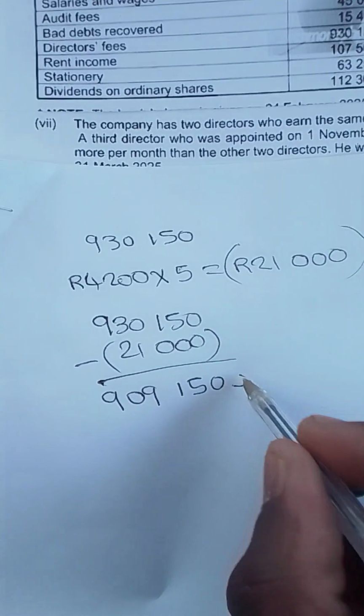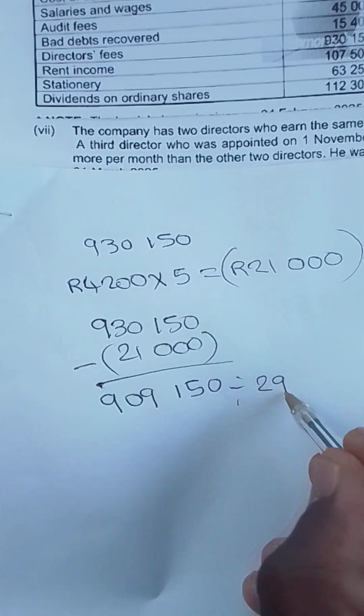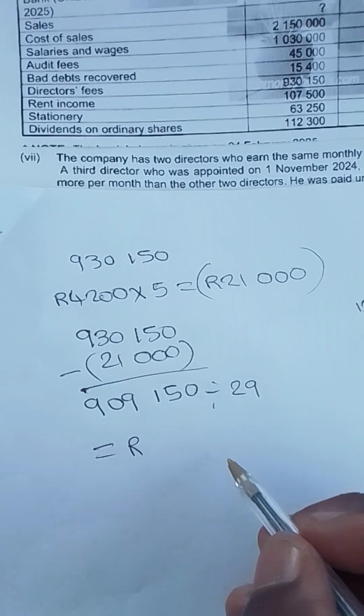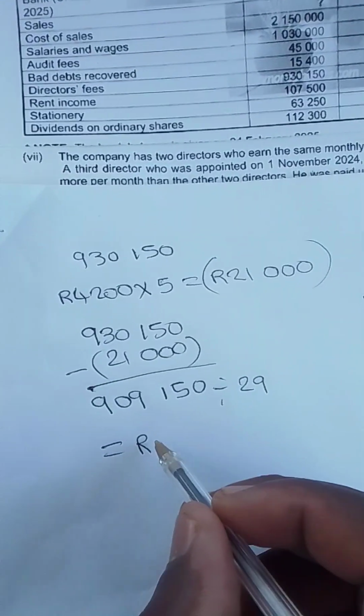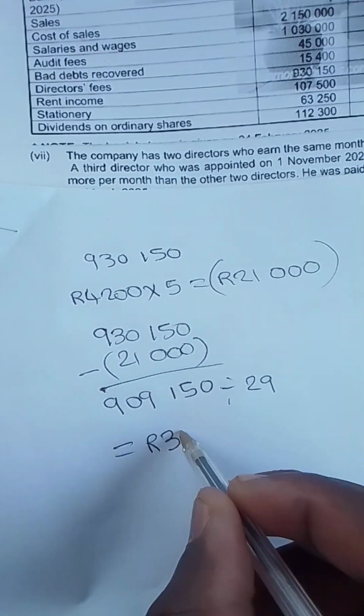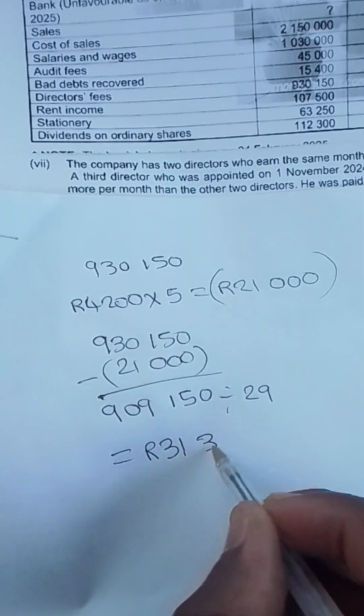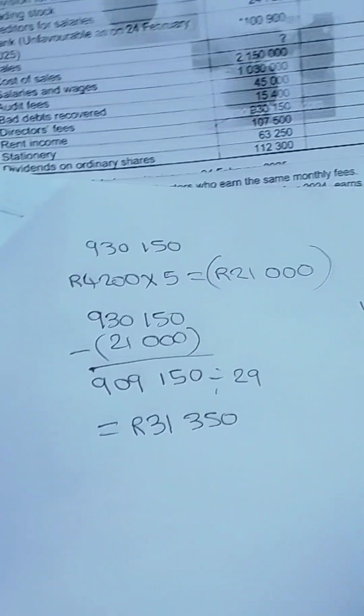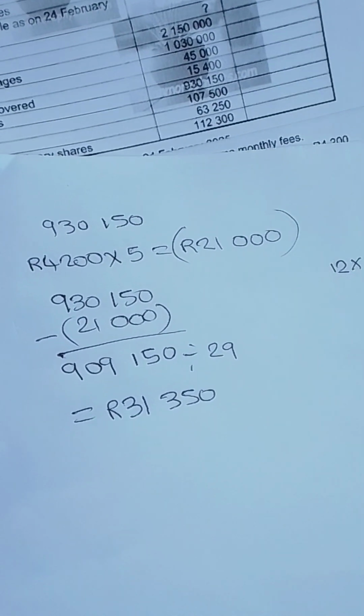Then we take this total of 909,150 and divide it by 29 months to find out how much each director is actually entitled to. Then when we divide, we get 31,350. This is the amount that has to be paid to each director per month.